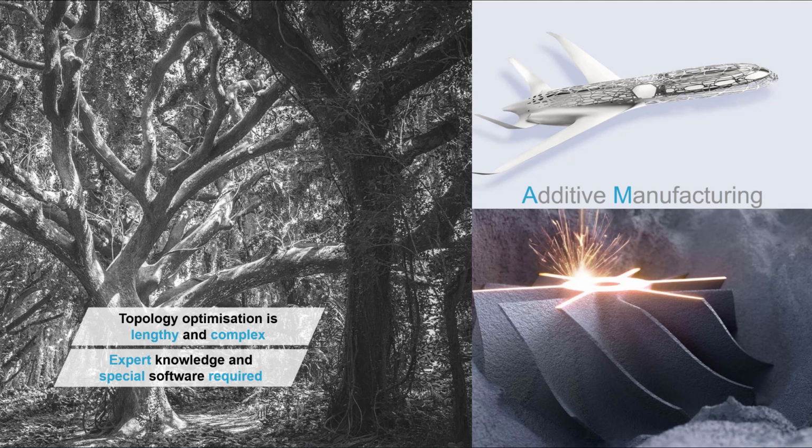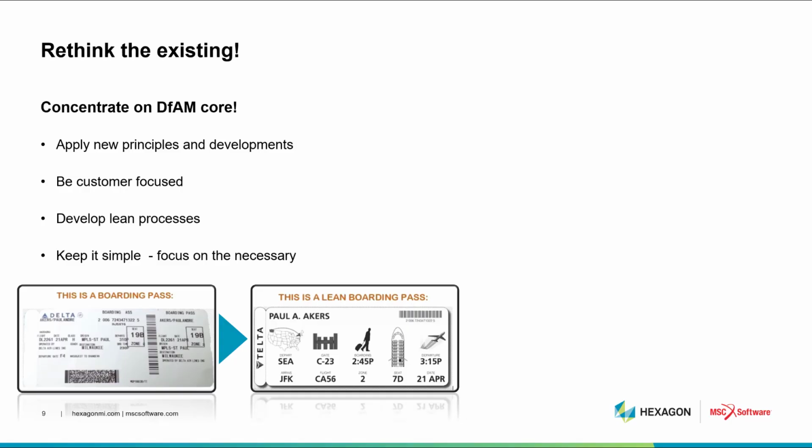It's very costly. And in the end, if you redesign it by hand in a CAD system, well, you will not manage this high complexity. So we talk now about rethinking the existing. We think that you should concentrate on the design for additive manufacturing core. So really talk about what do you want to have and what do you want to manufacture, and not how do I get it into the system. So we want the customer to have very easy usage and to get the complexity hidden from him.